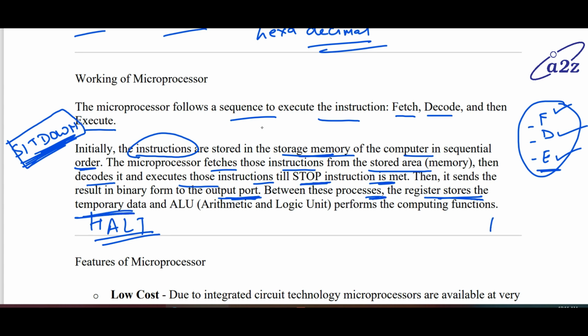Like R1, R2, R3, these are the registers. So they can store any intermediate data, any temporary data if required. And the ALU, that is the arithmetic and logic unit, performs the computing functions. If there is any addition, subtraction, logical AND, or any kind of operation, then the ALU will perform that operation.